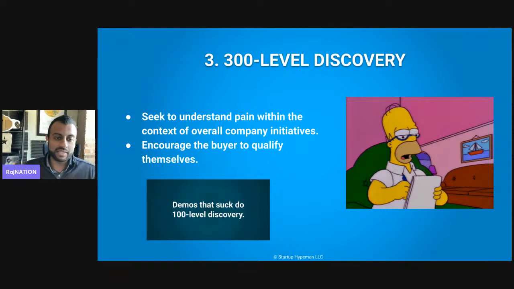And then over the course of asking them questions, what you're essentially trying to do is seek to understand their pain within the context of your overall company initiatives. And in this process, you're encouraging the buyer to qualify themselves. One example of this would be timing, right? Everyone wants to know timing. The most common way I'll hear this asked in a demo is, so what's your timeline for implementing something like this? It'll generate a response, but I think it's an incomplete response because it's not seeking to understand the overall company initiatives.